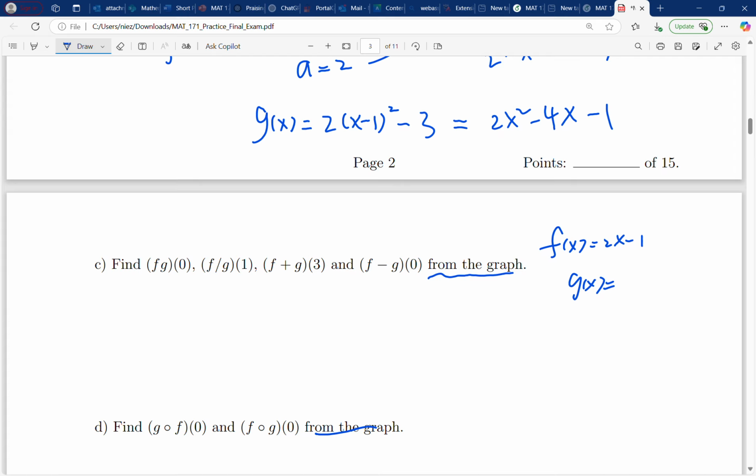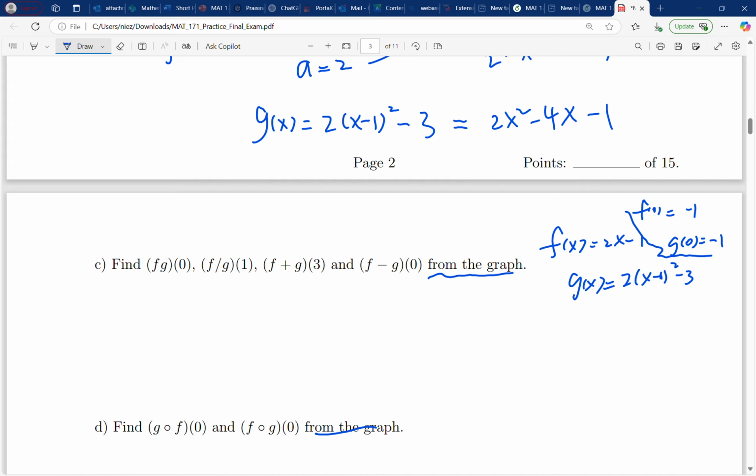So some of you just use the algebraic form to do it. Some of you find f of 0 from this equation, and you get -1, and then find g of 0 from this equation. G of 0 is 2 minus 3, which is -1. And then f of 0 times g of 0 is -1 times -1, which is 1.